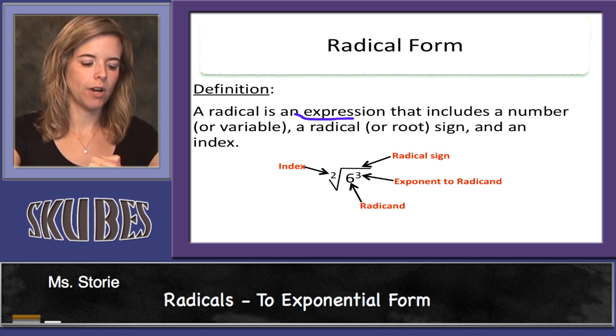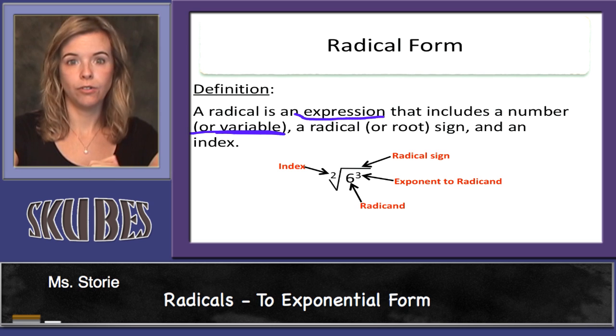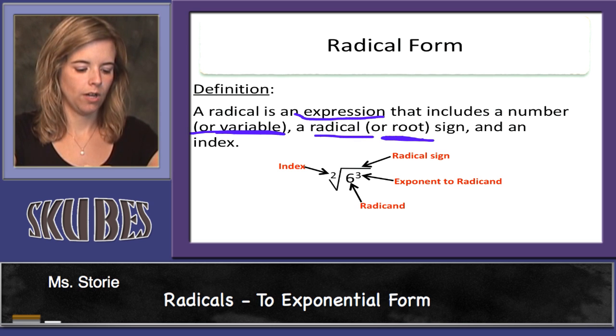A radical is an expression, so that's no equal sign, that includes a number, can also include a variable, a radical, sometimes called a root sign, and an index. If you remember, the radicand is the big number, the exponent is the teeny tiny number attached to the radicand, you've got your radical sign, and the teeny 2 that was there, that's your index.